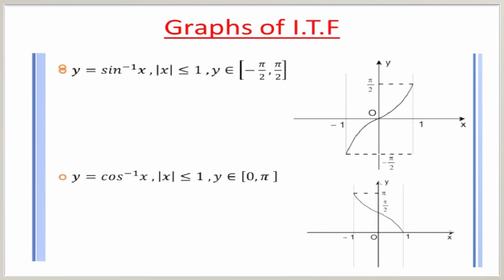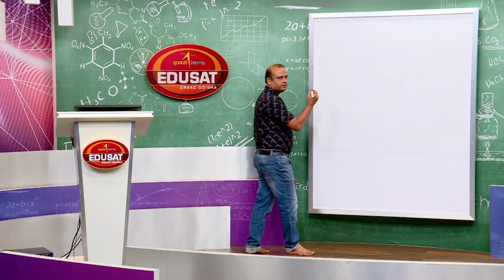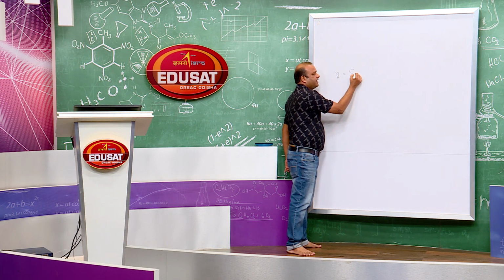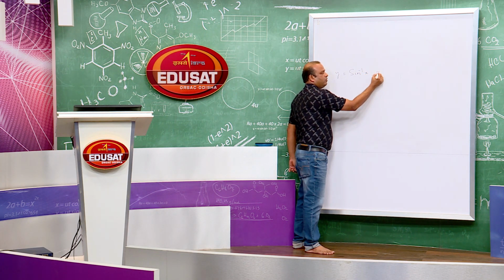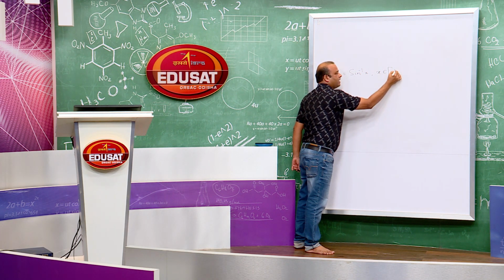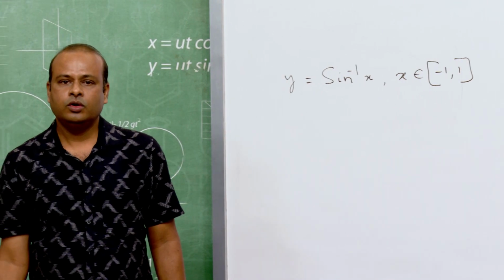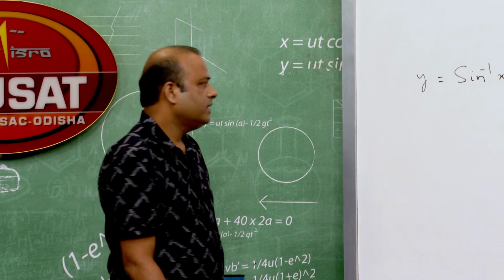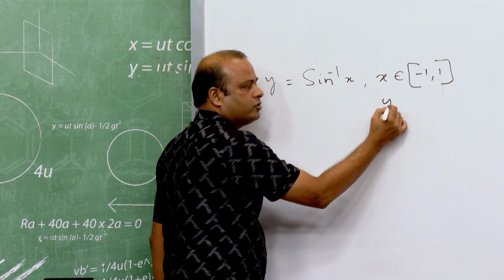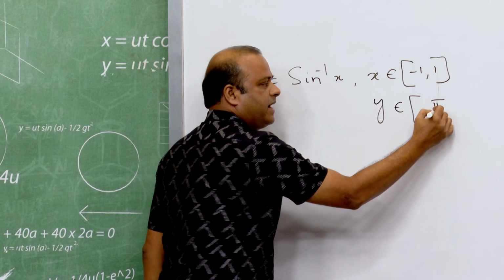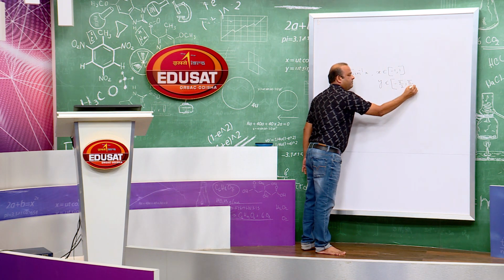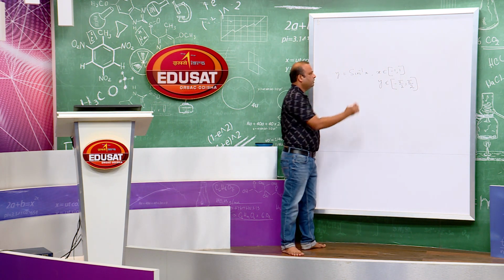First, take y equals sin inverse x. You know, for y equals sin inverse x, x belongs to the closed interval of minus 1 to plus 1, and y belongs to minus pi by 2 to pi by 2, like this.